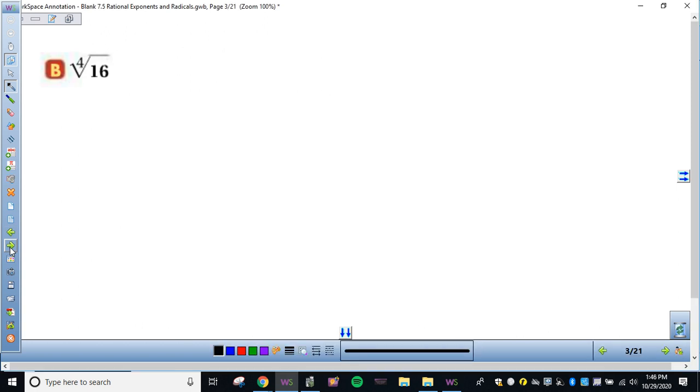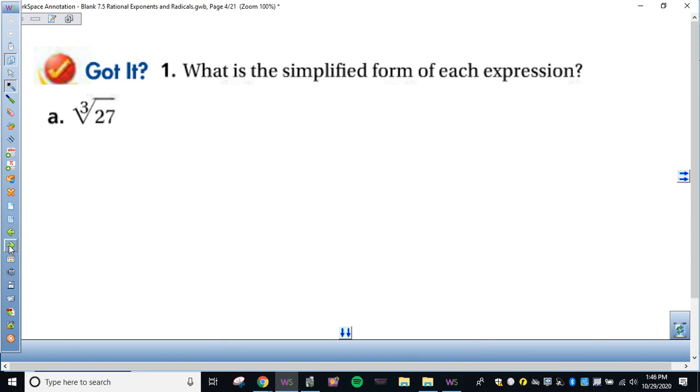Okay, so the 4th root of 16 is 2. Whoa, that's a big 2. Big tail. Cube root of 27.